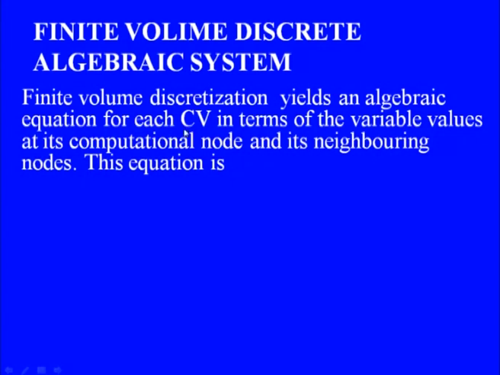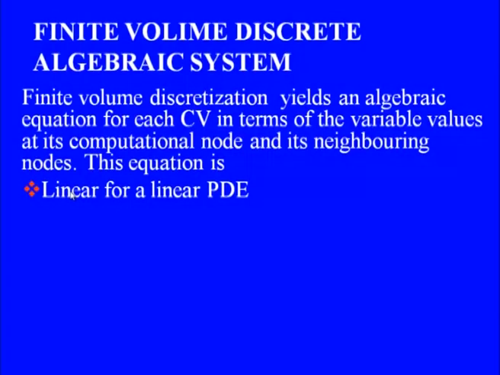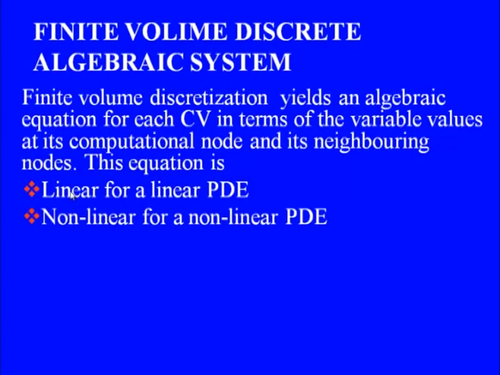Now a brief look at the algebraic system which we would get when we apply finite volume discretization. Discretization using finite volume yields an algebraic equation for each control volume in terms of the variable values at its computational node, which would most likely be at the centroid of this control volume, and its neighboring nodes. And this equation would be a linear equation if a problem is linear, or it would be a non-linear discrete equation if it is a non-linear problem.